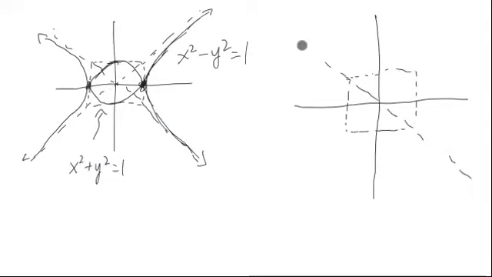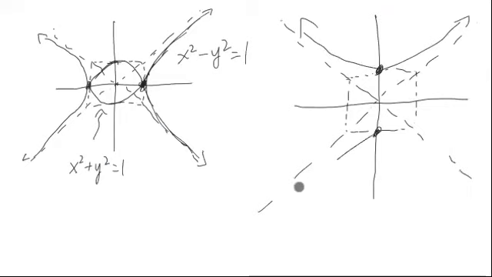Then draw diagonals. And then from this point, we just go up that way, and we reverse down here. So this is another unit hyperbola. This is actually negative x squared plus y squared is equal to 1. Now, you can kind of see a few things.